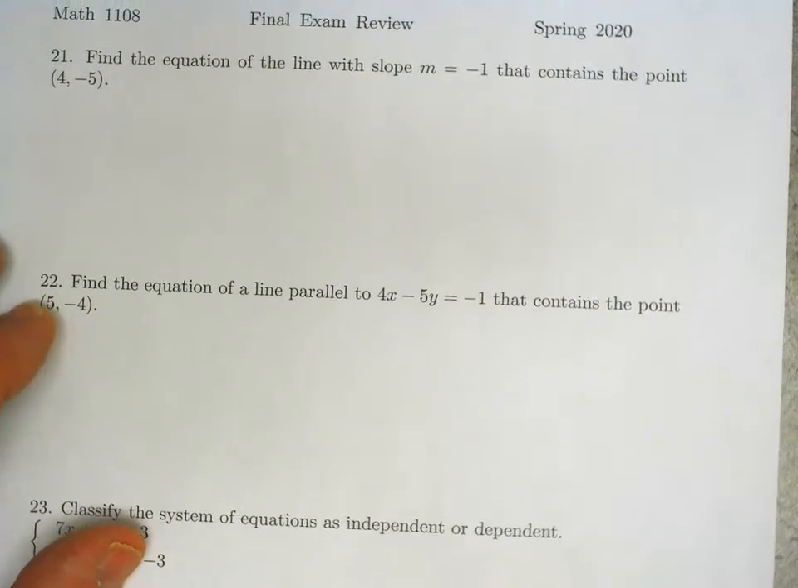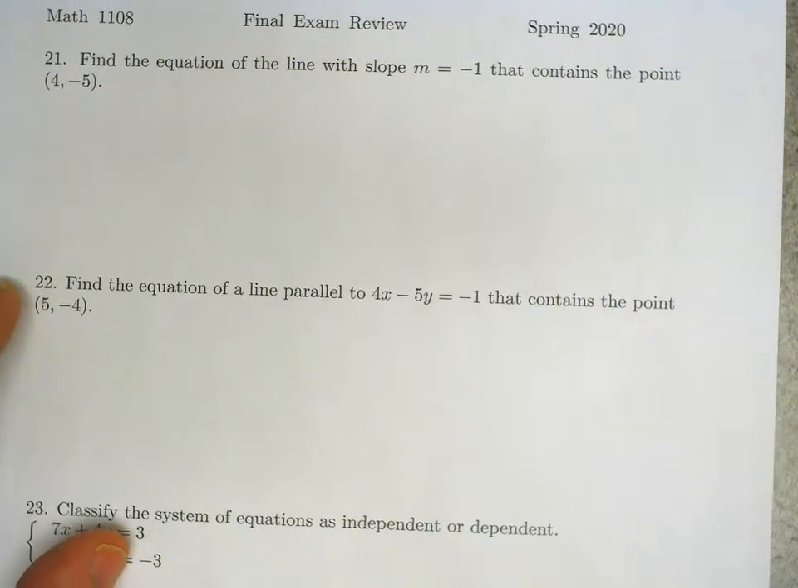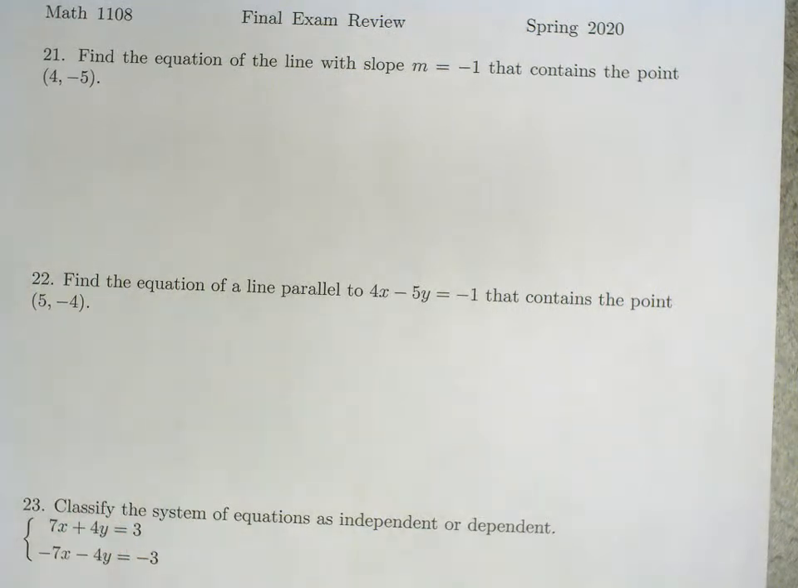Okay, the next page. Find the equation of the line with slope m equals negative 1 that contains the point 4, negative 5.